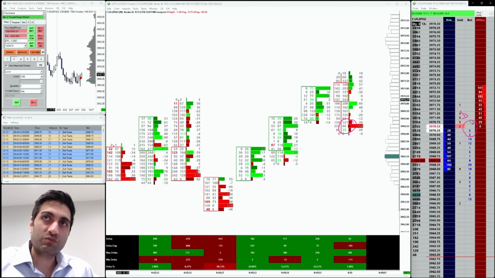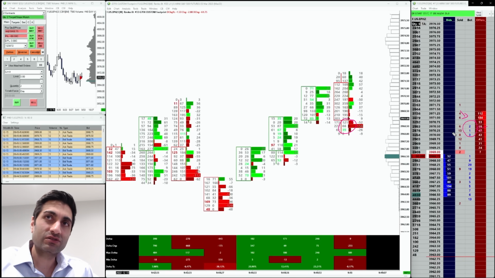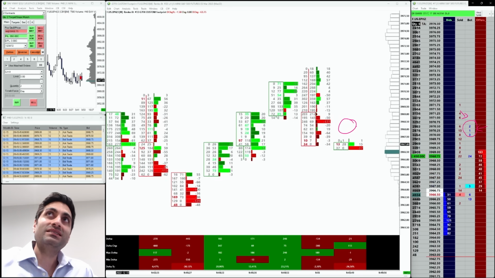Just keep an eye on us printing, constantly printing. You see in that area, not huge amounts of contracts, 26, double digits, but really just going nowhere and then starting to sell off. Okay, and there's one other way that I did notice this.